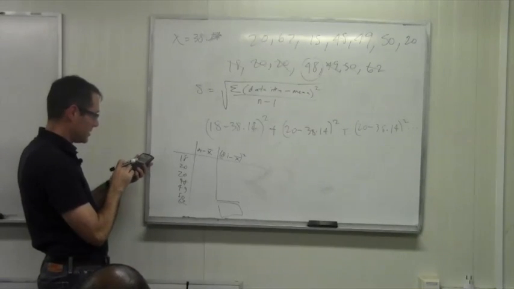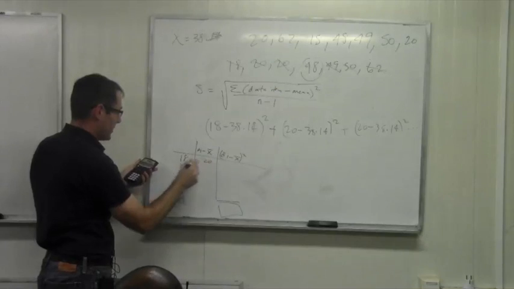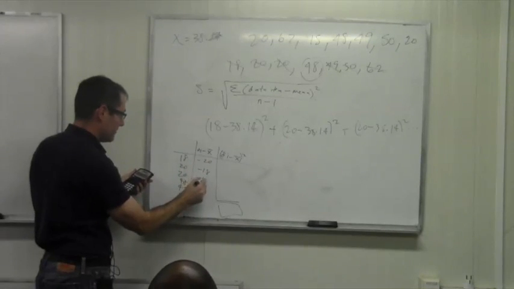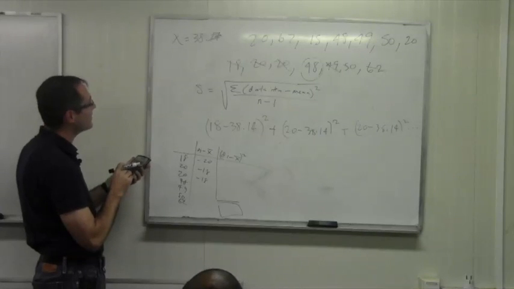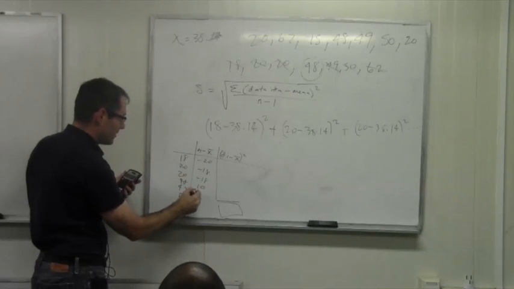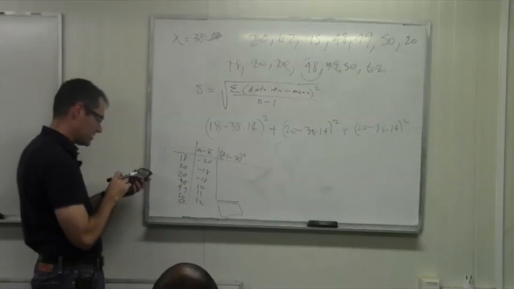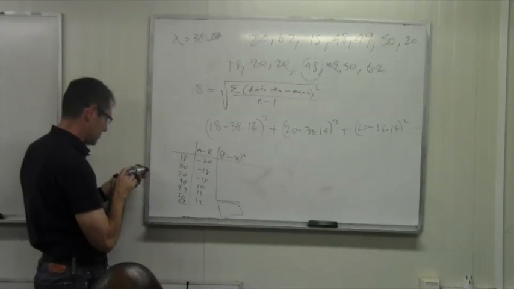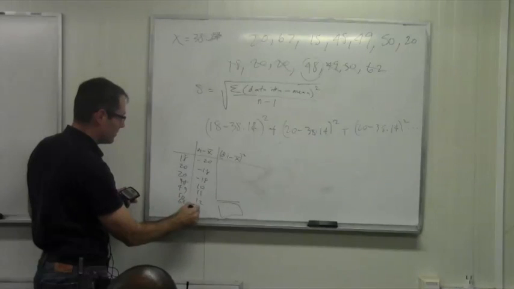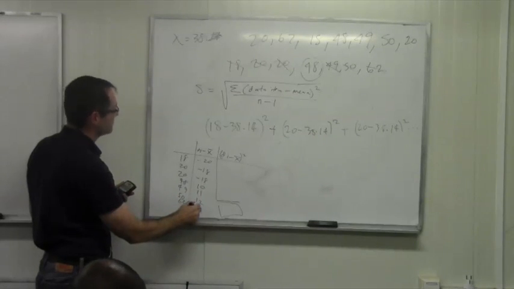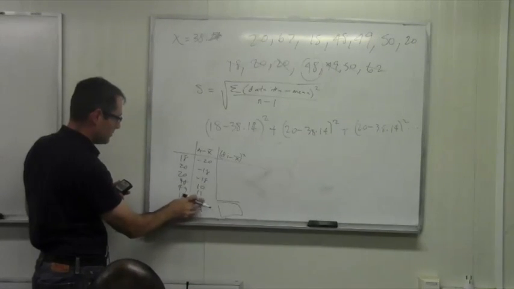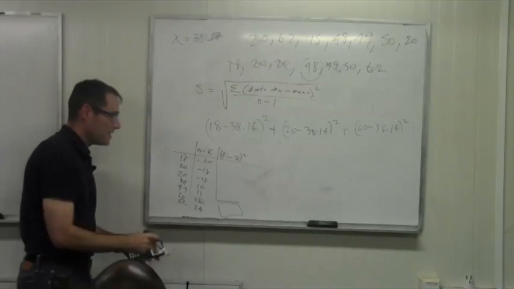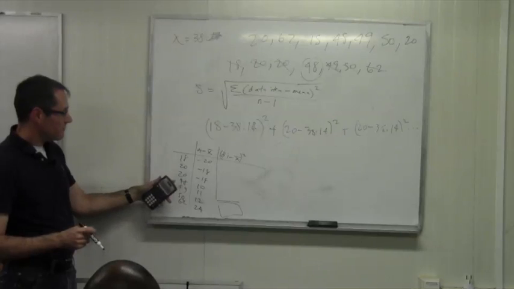18 minus 38 equals negative 20. And 20 minus 38 is negative 18 and negative 18. And 48 minus 38 is 10. And 49 is 11 and 12. And 62 minus 38 is, that's not right. 62 minus 38 is 24. Well, that didn't make sense. What did I do wrong? Oh, yeah, you're right. So 12. OK. 1, 2, 3, 4, 5, 6, 7.